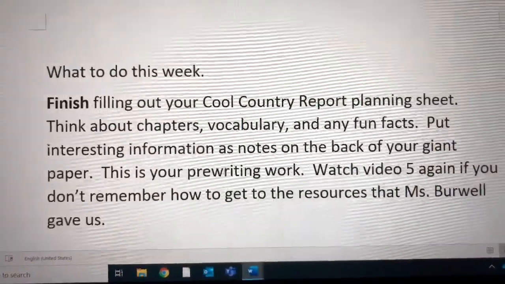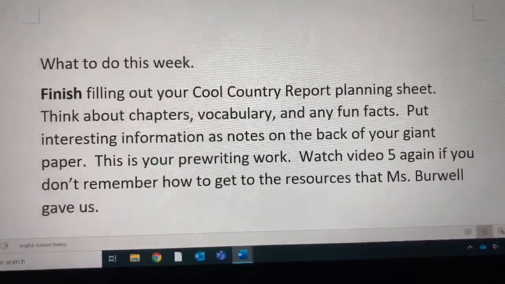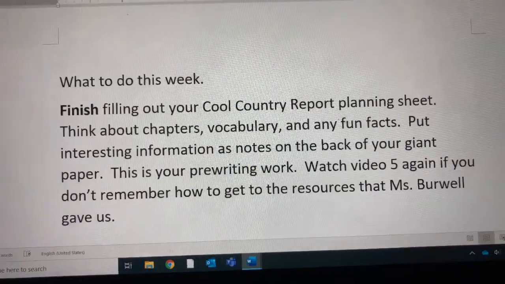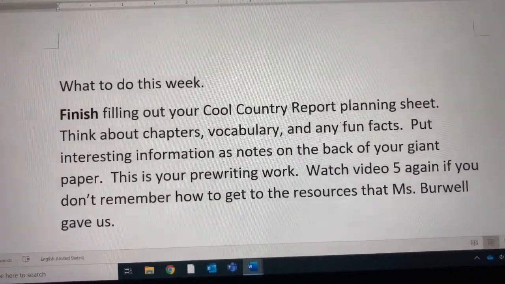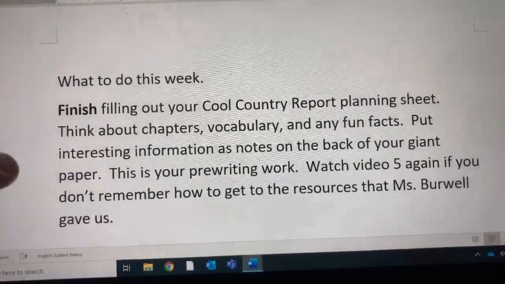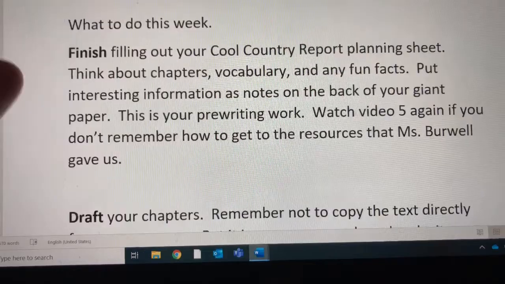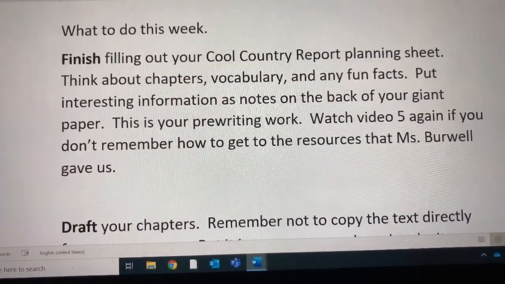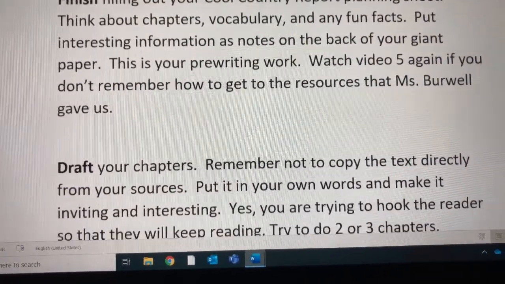All right, so now you're set to go off on your own and to work on this. I hope to get an early start on it. So here's a page that I want to share with you about what to do this week. So first of all, if you haven't done so already, finish filling out your Cool Country Report planning sheet. Think about your chapters, vocabulary, any fun facts, all of that can be written at the top of the page. Put interesting information as notes on the back of your giant paper. This is your pre-writing work.